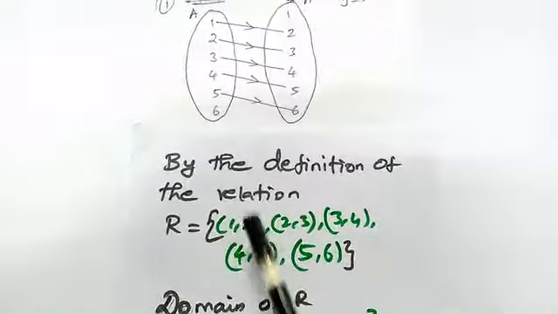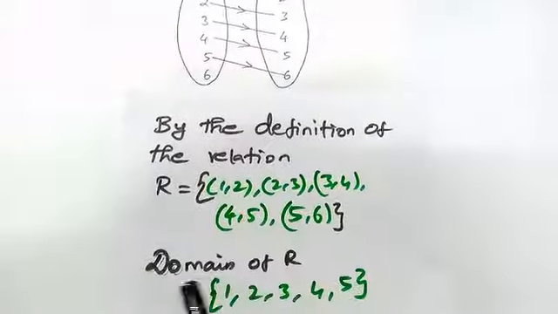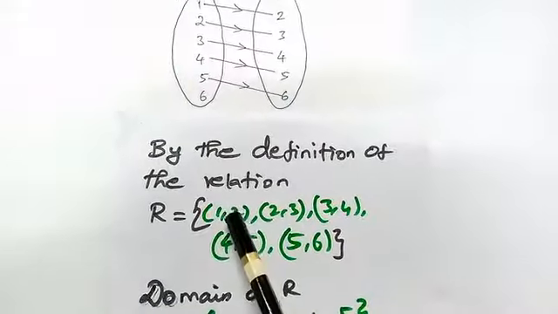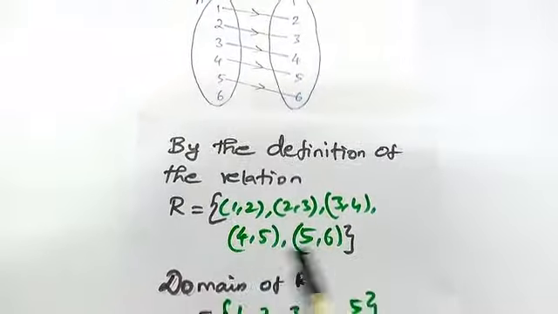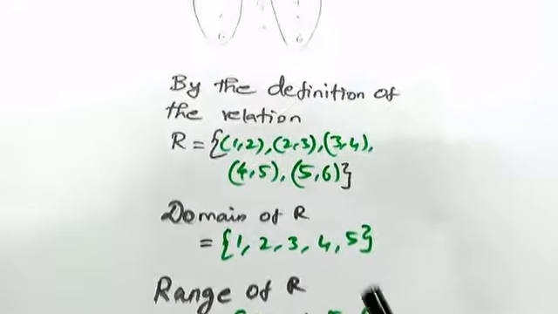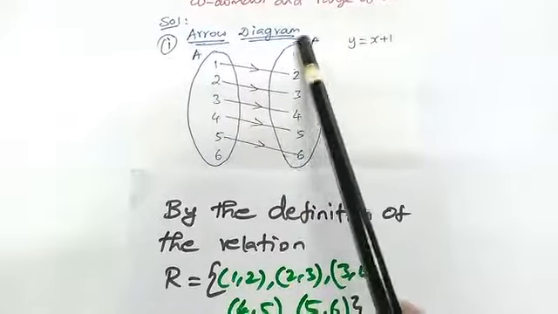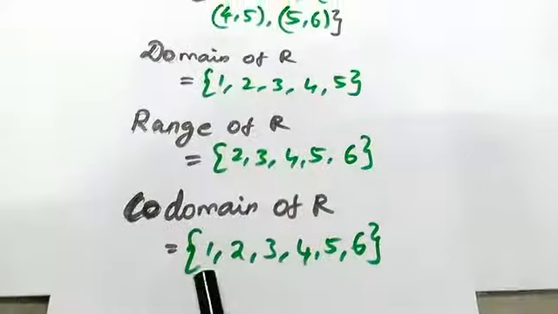From here, what will be the domain of R? All the first elements. So the domain of R equals 1, 2, 3, 4, 5. The range of R equals all the second elements: 2, 3, 4, 5, 6. Then the codomain of R will be all the elements of the second set. So the codomain of R equals 1, 2, 3, 4, 5, 6.